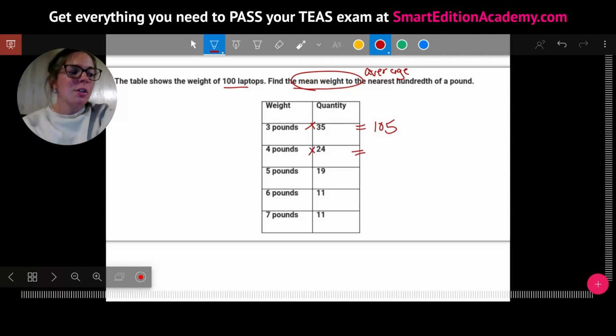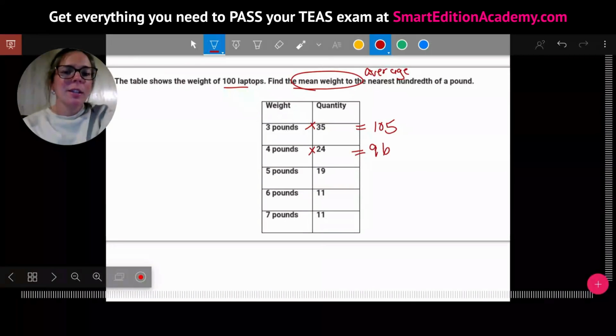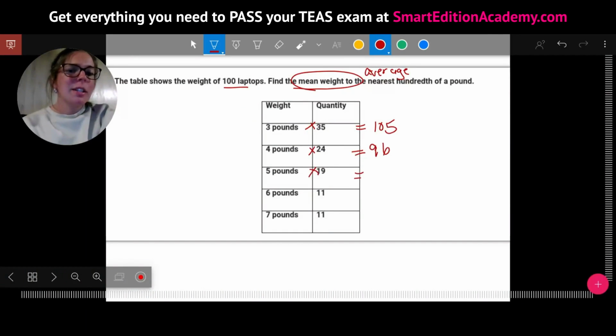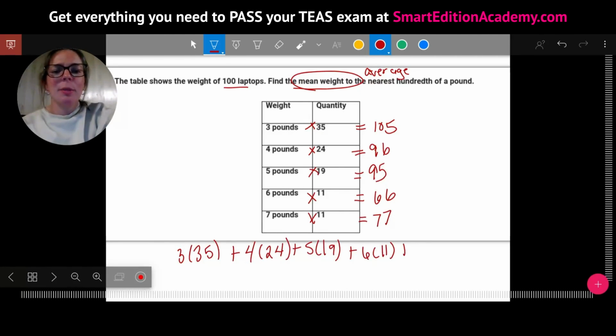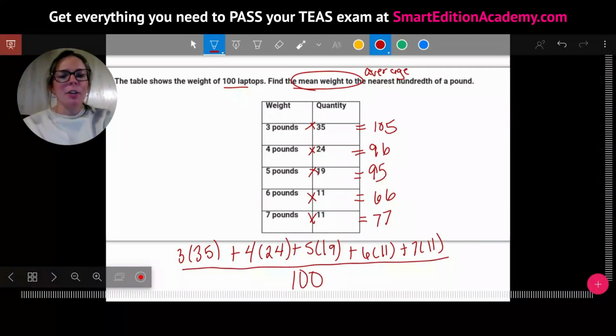4 times 24 gives me 96. 5 times 19 gives me 95. 6 times 11 gives me 66. 7 times 11 gives me 77. So you could either do it like this, or if you feel more comfortable, you could write it out like this to simplify as you go, but it's essentially the same thing. I'm just trying to be a little more efficient here with my table. But what you're still going to do once you multiply and add them all together is you're going to have to end up dividing by 100.